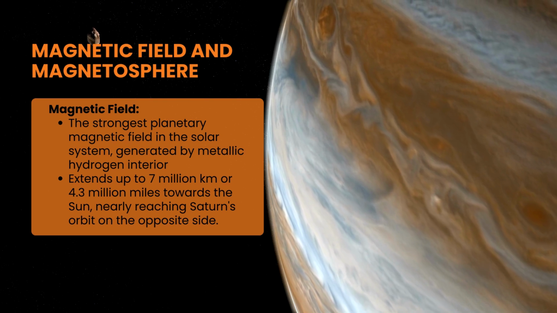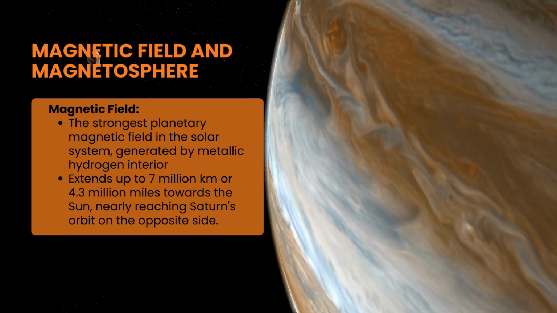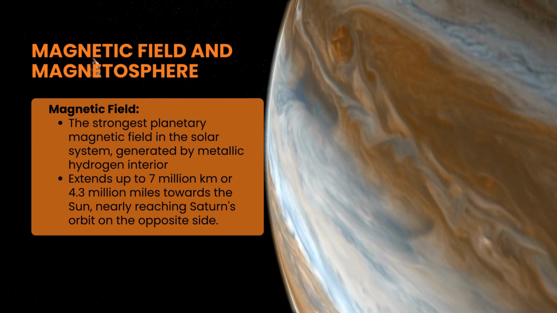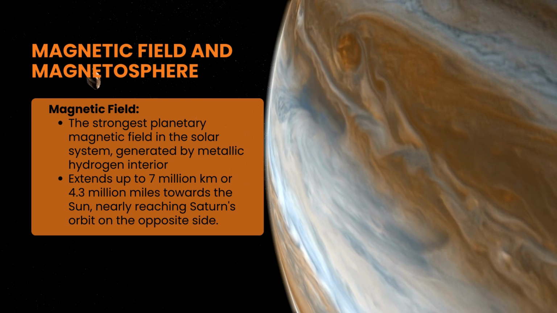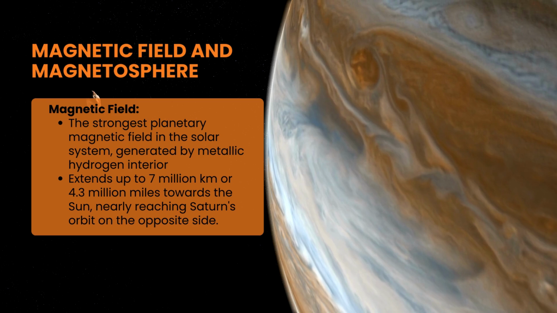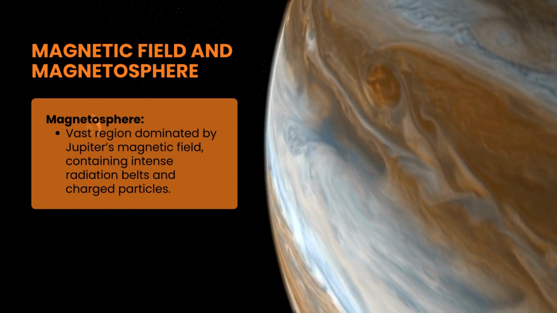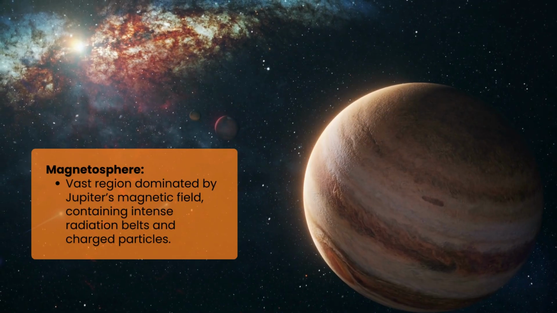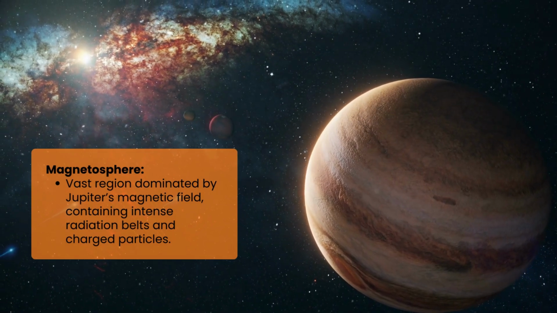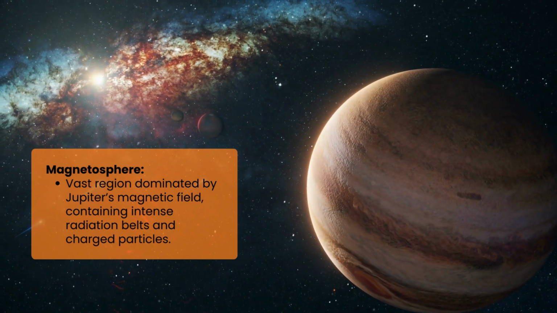Magnetic field. The strongest planetary magnetic field in the solar system, generated by a metallic hydrogen interior, extends up to 7 million kilometers or 4.3 million miles towards the Sun, nearly reaching Saturn's orbit on the opposite side. Magnetosphere. Vast region dominated by Jupiter's magnetic field, containing intense radiation belts and charged particles.